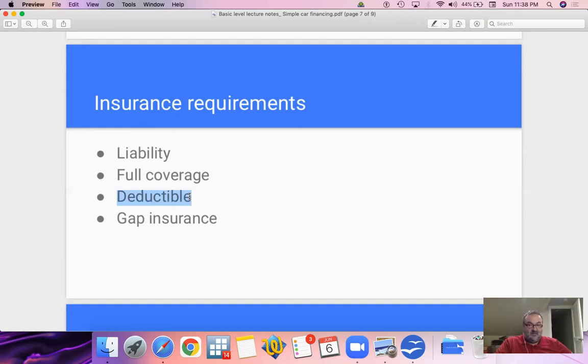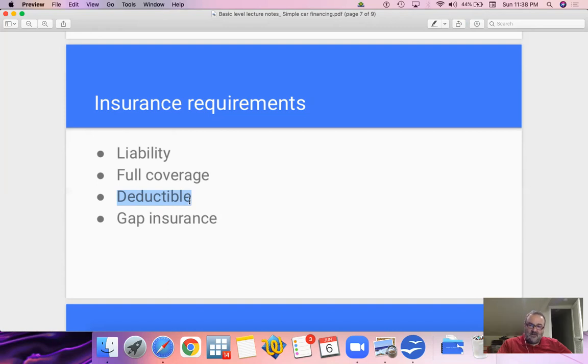Deductible is exactly what it is. If you ask for a high deductible, you will have a lower premium to pay. However, you will have a higher deductible. That's an out-of-pocket cost. So if you have a collision, say for instance, and you have a $2,000 deductible, well, if the collision costs you $5,000 to fix, the $2,000 will be coming out of your pocket. So be careful with the deductible.